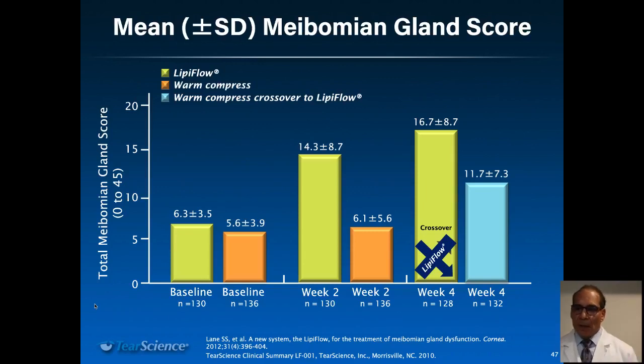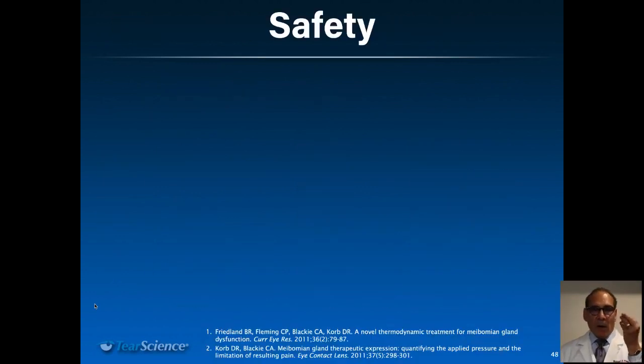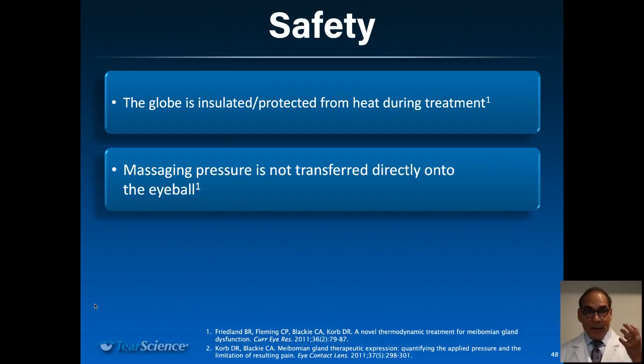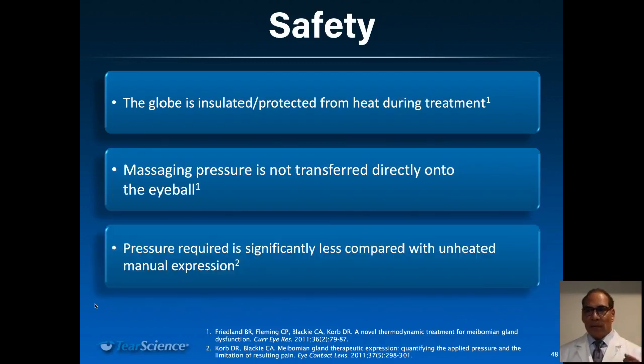Okay? So, on this procedure, is it a safe procedure? The answer is absolutely. The reason it's safe is because the eyeball, which is what we call the globe, is protected from the heat during the treatment. None of the heat goes into the eye. It's all directed into the glands of the lid. Also, the amount of massaging pressure that those little cushions do during the treatment is very low. It's about 5.4 pounds per square inch.